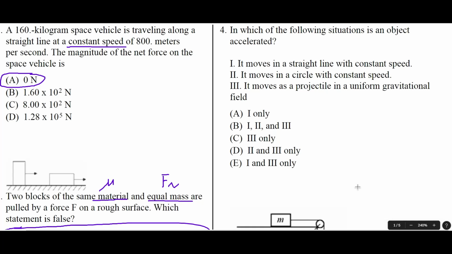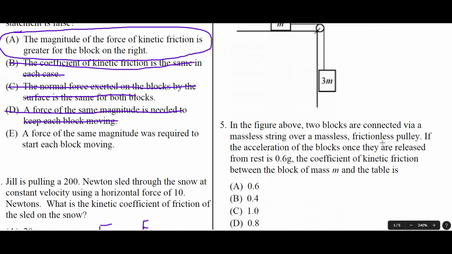All right, here they want to know which of the objects accelerated. Best answer is choice D, 2 and 3. Moving in a circle at a constant speed. Remember, only straight lines at constant speed count as being in equilibrium. So moving in a circle at constant speed does not count. And then being a projectile, we all know that projectiles accelerate. So again, constantly accelerating.